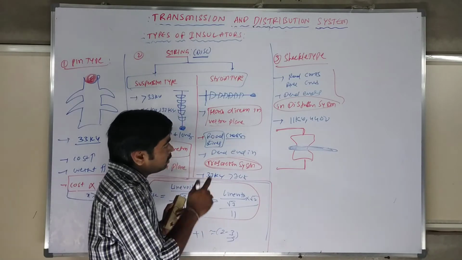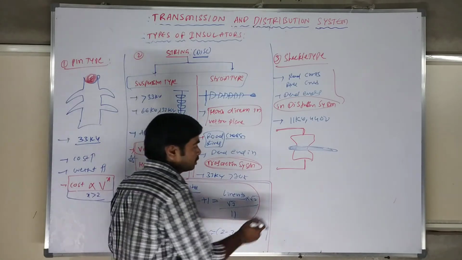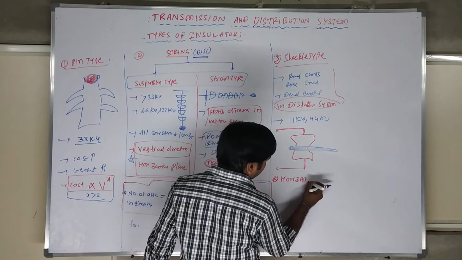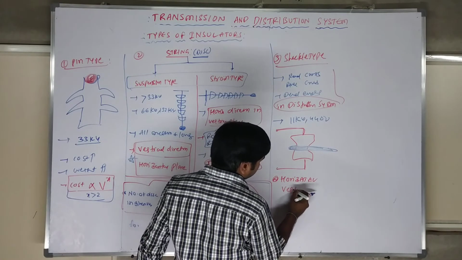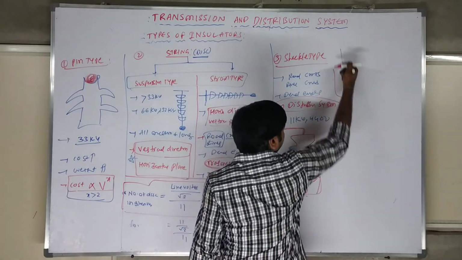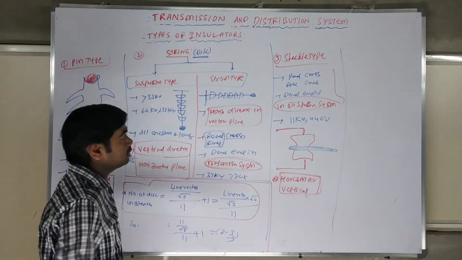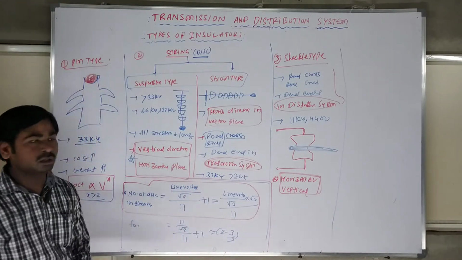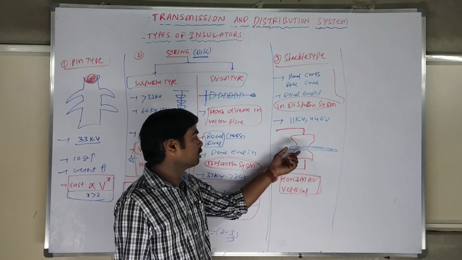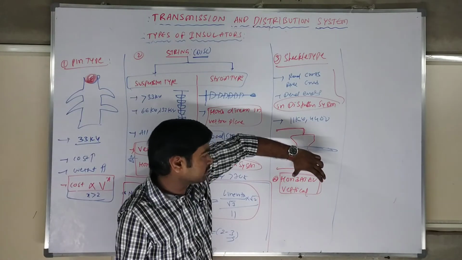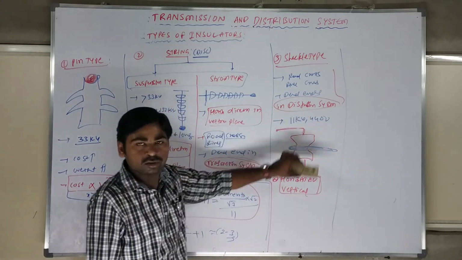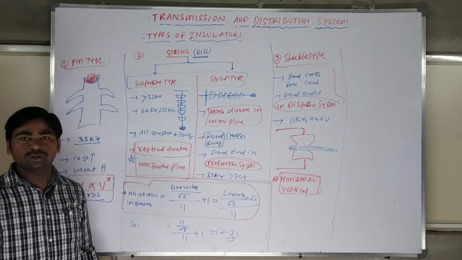One more important point about the Shackle type insulator: we can use it in both horizontal and vertical directions. Out of all insulators, which one can be used horizontally and vertically? That is only the Shackle type. You can keep it like this, or like this. Both cases you can use it. That is the advantage of the Shackle type insulator.